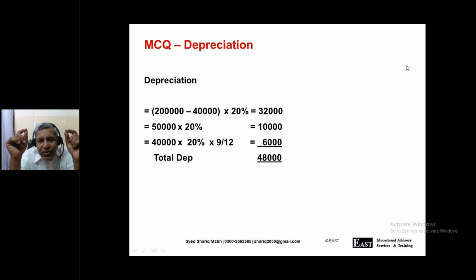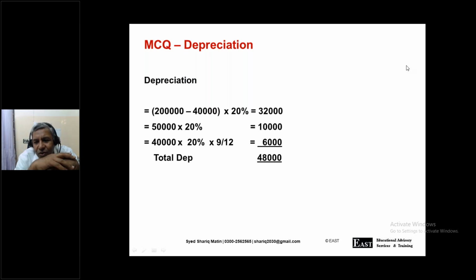So in the year of sale, I used it for how many months? I used it for 9 months. So it is 40,000 from January till September. That's 9 months. So 40,000 into 20% is 8,000. 8,000 into 9/12 is 6,000. So my total depreciation charge for the period is 48,000.